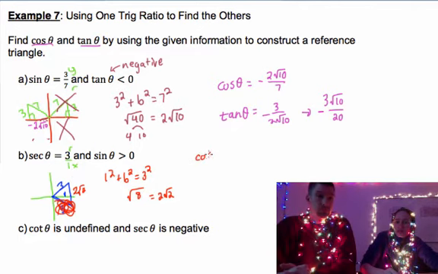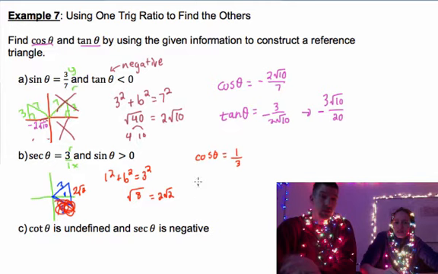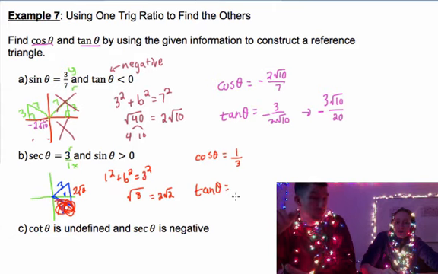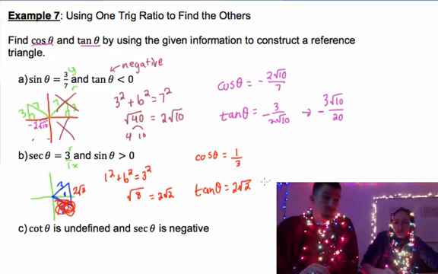So cosine is x over r, which we actually didn't need the triangle for. We could've just flipped secant, that's 1/3. Anyway, we needed it for tangent. The tangent in this case is going to be the y coordinate over the x coordinate. So that's 2 square roots of 2 over 1, which is 2 square roots of 2.